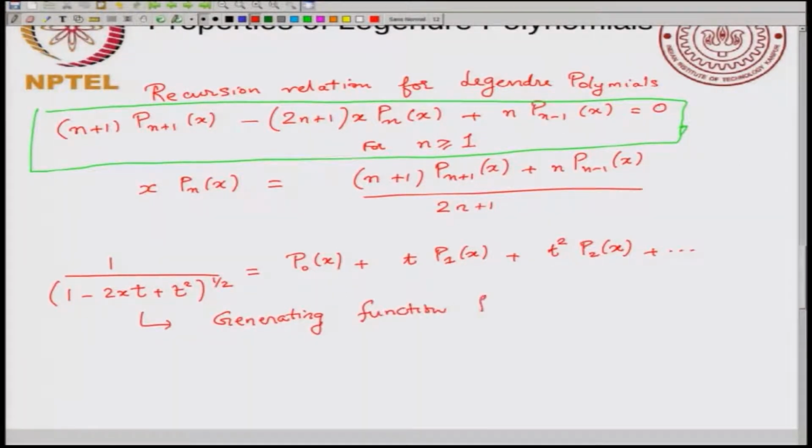Generating function for Legendre polynomials. So this function generates all the Legendre polynomials just by Taylor expansion. You can do a simple Taylor expansion about t equal to 0 and you will get all the Legendre polynomials. Again, it is a very nice relation.